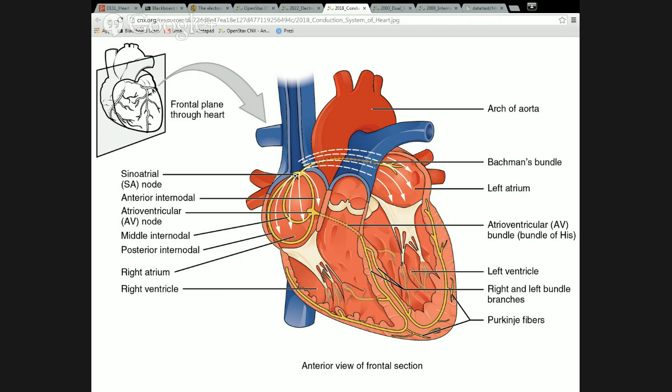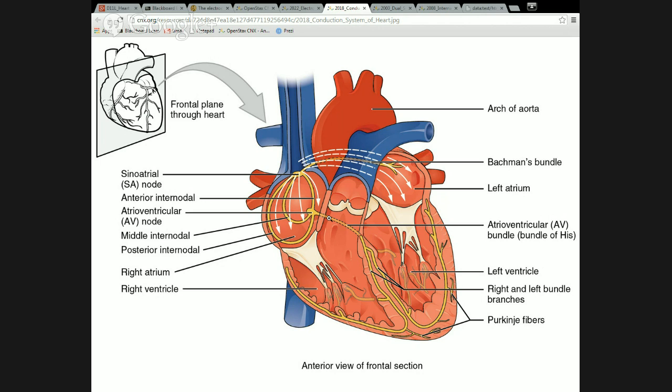So I'll show you that in a second, but all of the cells in the heart are interconnected together. So when one depolarizes, the sodium ions that are getting into that cell travel into the next cell directly, and it depolarizes that cell. They basically have electrical connections with each other. And so the signal spreads throughout the heart.